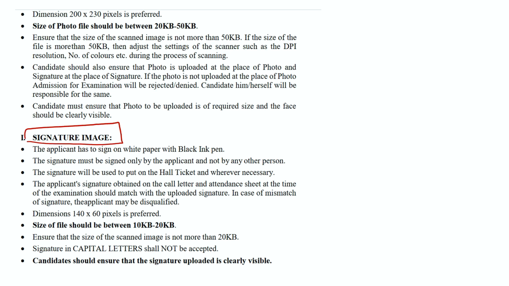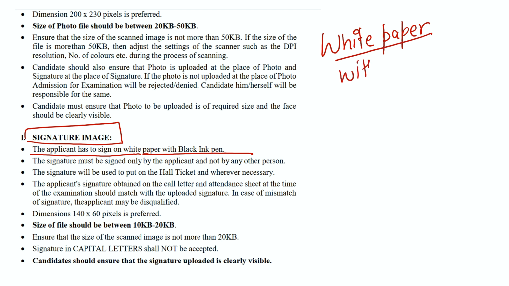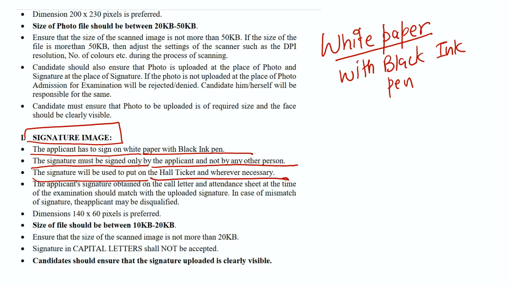Then you have the signature image. The applicant has to sign on white paper with a black ink pen. Now you need to remember, you have to sign on what? White paper with a black ink pen, right? The signature must be signed only by the applicant and not by any other person. The signature will be used on the hall ticket and wherever necessary.